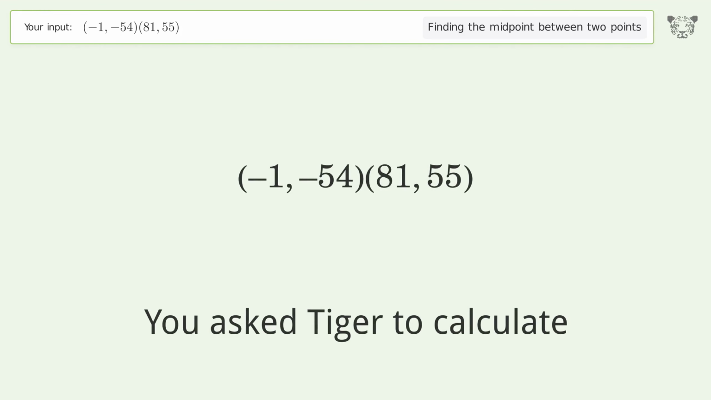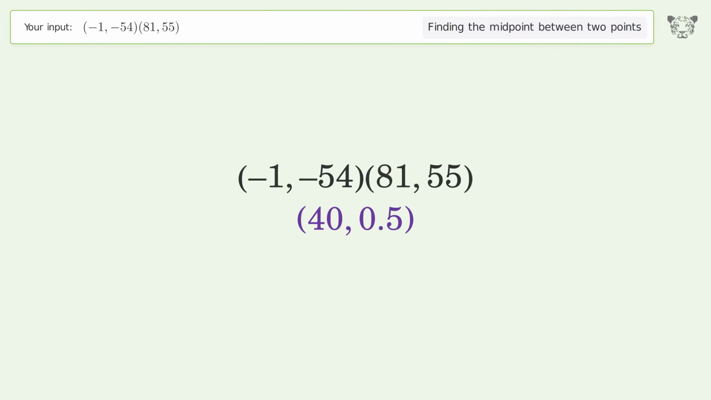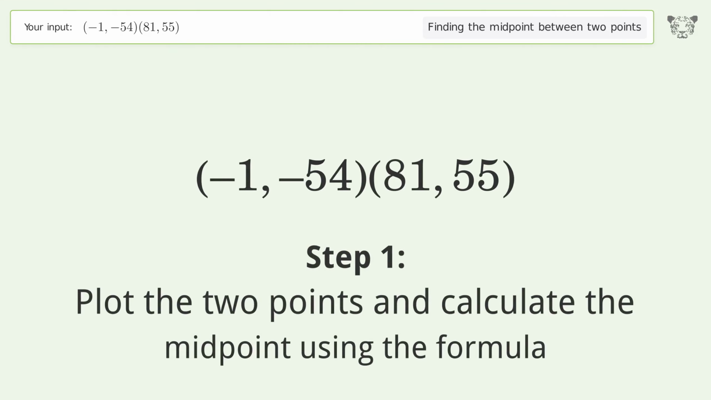You ask Tiger to calculate. This deals with finding the midpoint between 2 points. The midpoint between the 2 points is (40, 0.5). Let's solve it step by step. Plot the 2 points and calculate the midpoint using the formula.